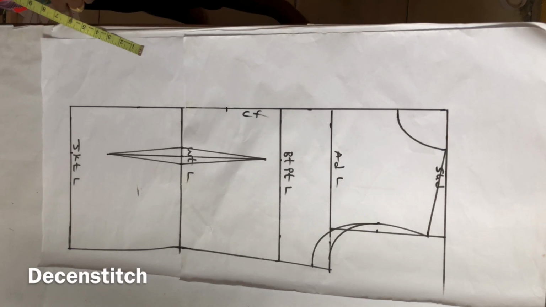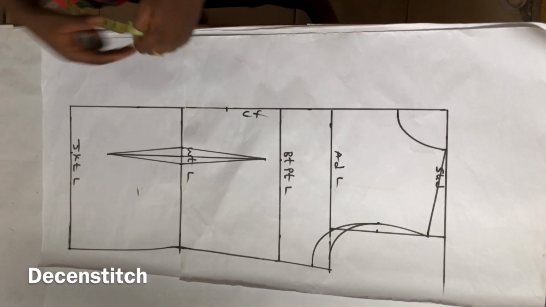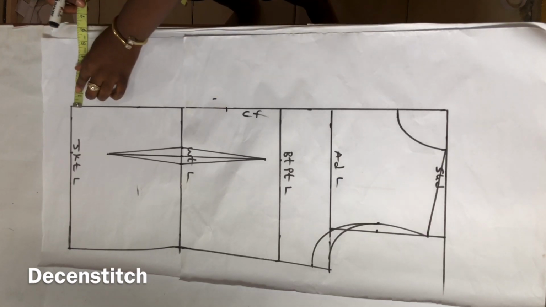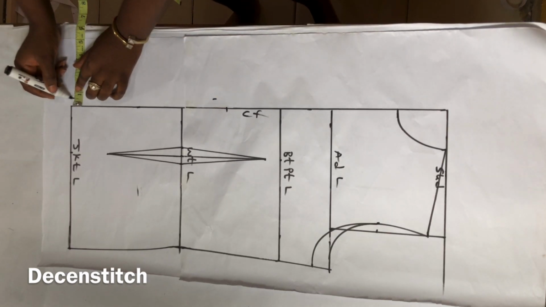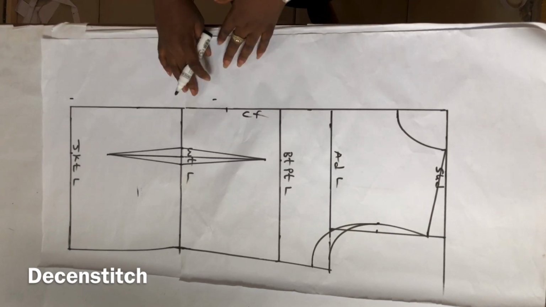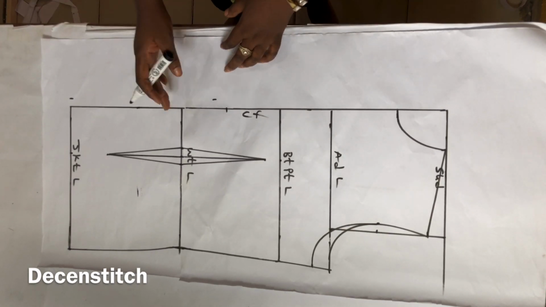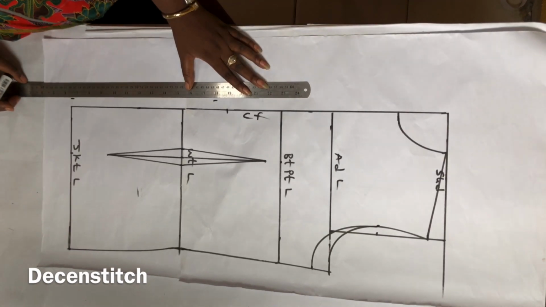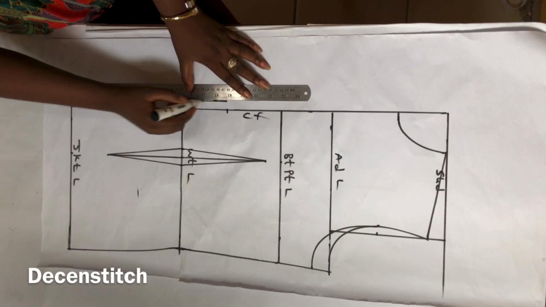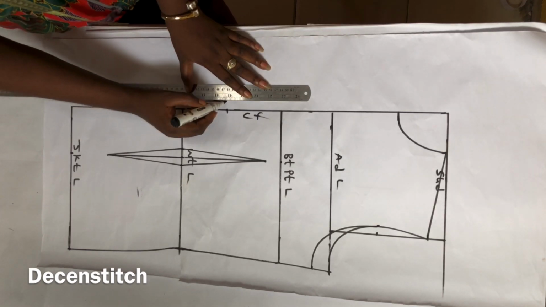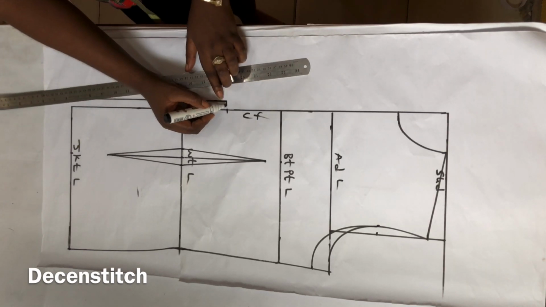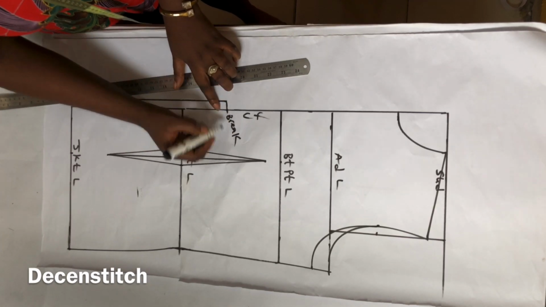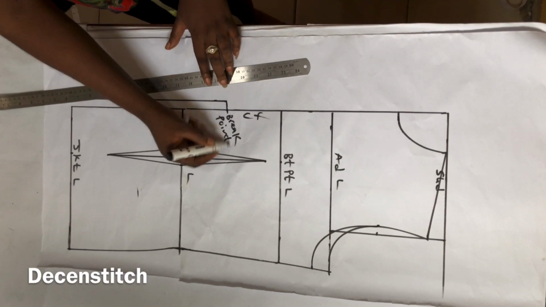I'm going to use 4 inches. Then I'm going to measure 0.5 in front here. For the button and the buttonhole, I don't use big buttons. 0.5 is fine. I'm going to draw a line here and label this my break point.